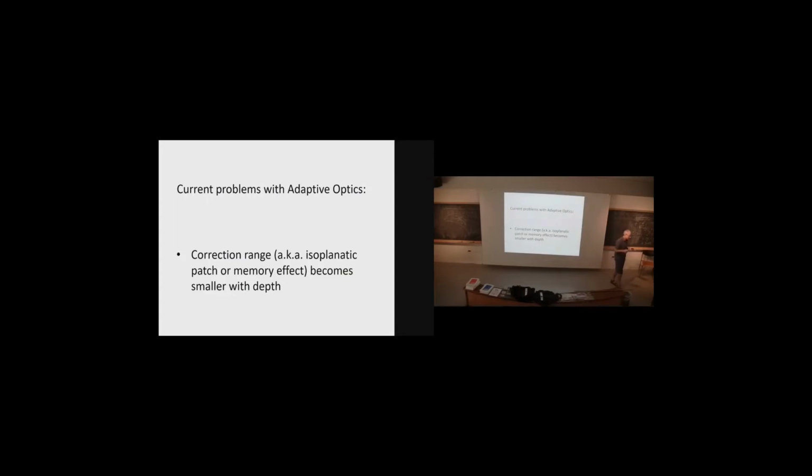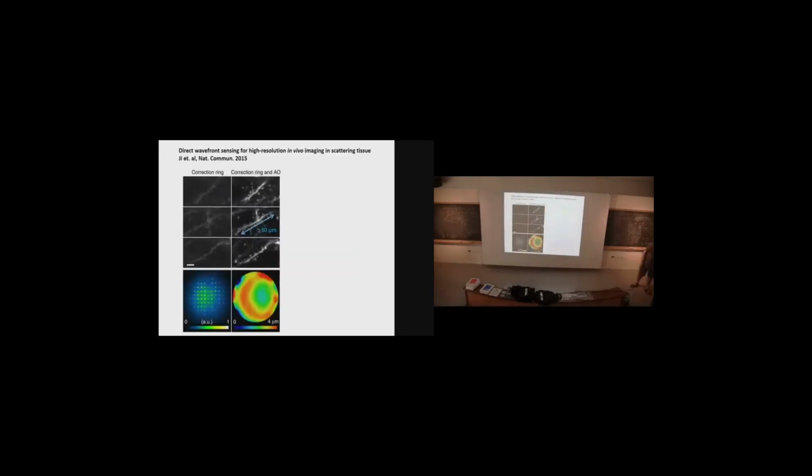But even if the problem of speed is solved, there's another problem, which Ori, of course, talked about, and that is that the range over which you're doing the correction, the isoplanatic patch, the memory effect, it's got a lot of names, gets smaller and smaller as you go deeper and deeper. As you go very deep, you're only correcting over a very small range. And one of the other challenges is that we wanted to do volumetric imaging over large ranges. So this is a bit of a problem.